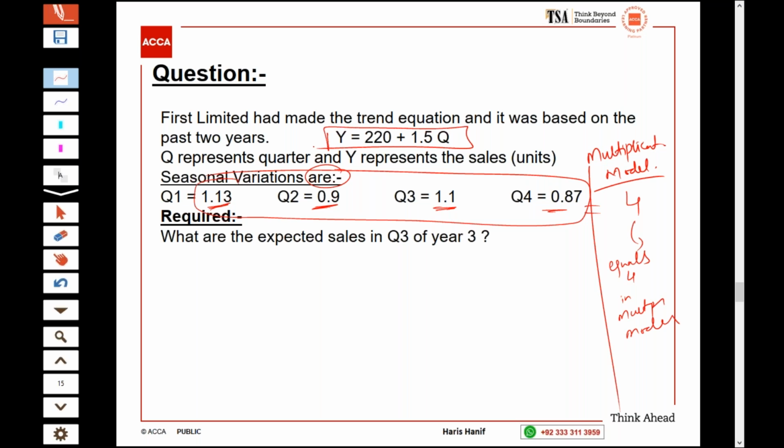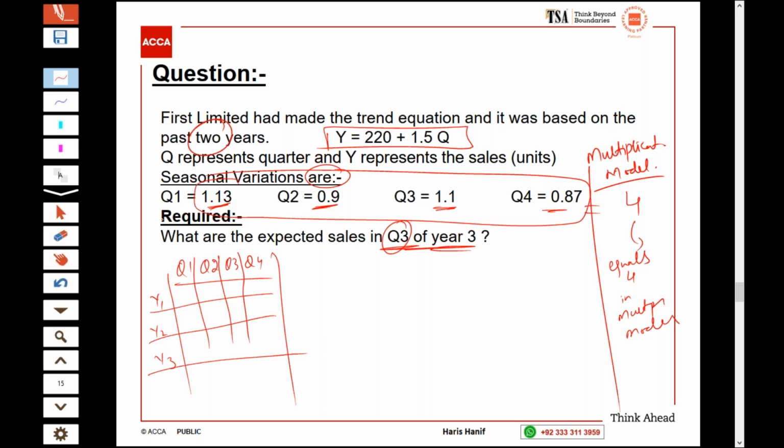Now this is yet another illustration. These are the quarters. Again, it's the past 2 years, and we are being asked for quarter 3 for year 3. Quarter 1, quarter 2, quarter 3, and quarter 4. Year 1, year 2, year 3. 1, 2, 3, 4, 5, 6, 7, 8, 9, 10, 11, and 12. Now we should have 11.